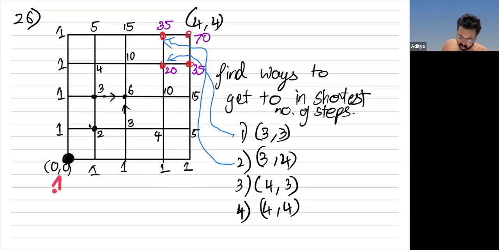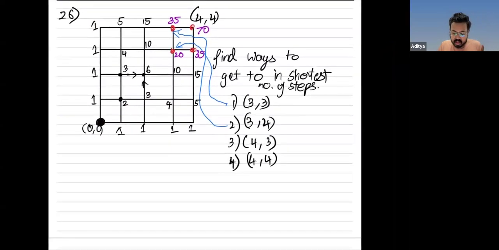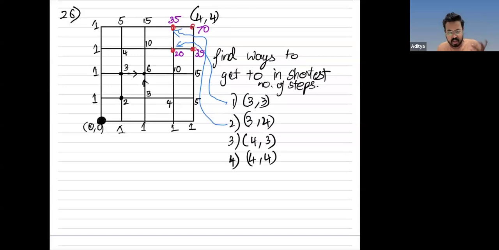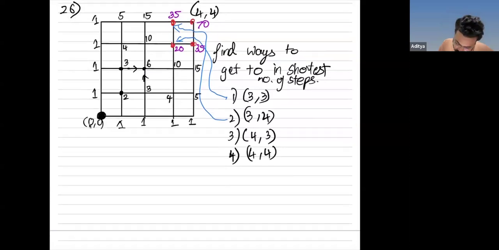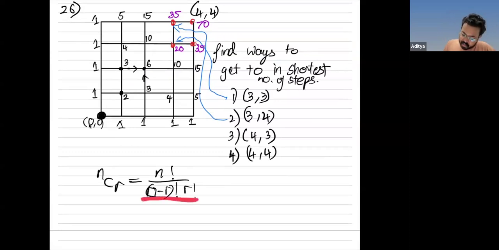There is one way to remain at the origin itself. Then 1, 1, 1, 2, 1, 1, 3, 3, 1, 1, 4, 6, 4, 1. These are all numbers that you find in a Pascal's triangle. And if you have attended the previous few classes, we talked about combinatorial numbers or numbers of the form nCr, where this is n factorial upon n minus r factorial. This is the number of ways to choose r objects out of n objects.